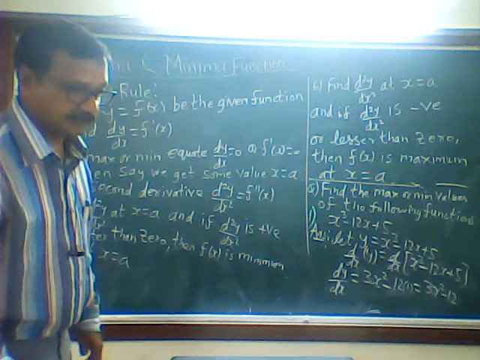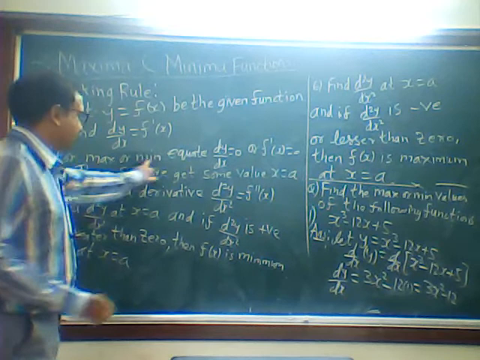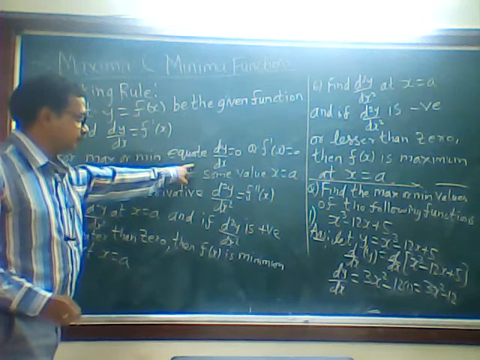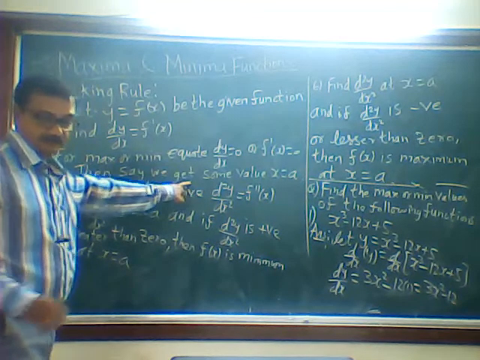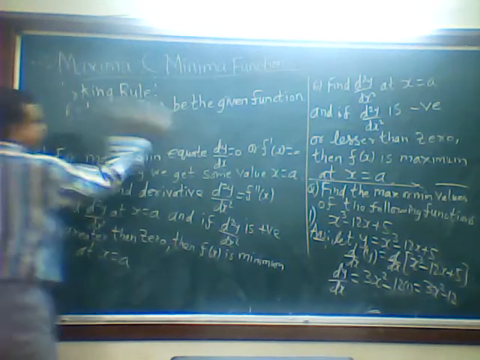Then what is the next step? For maximum or minimum, equate dy by dx is equal to 0. Then we will get the value of x. Okay. Now I will show you.